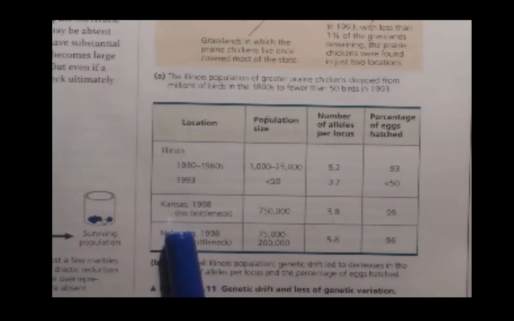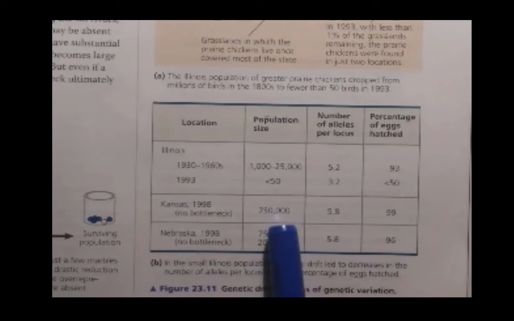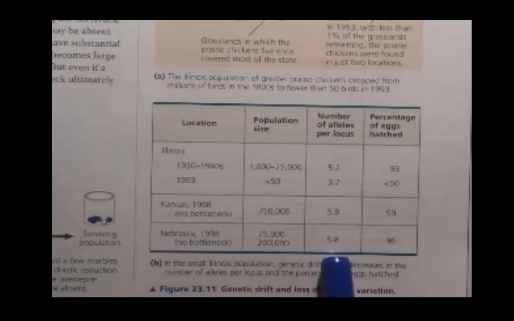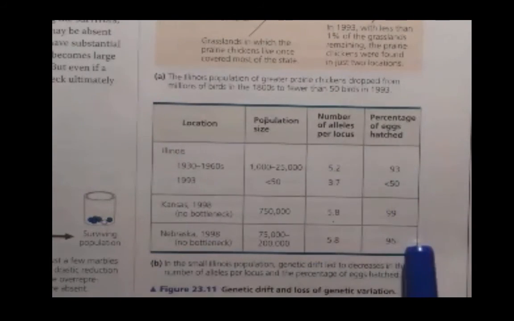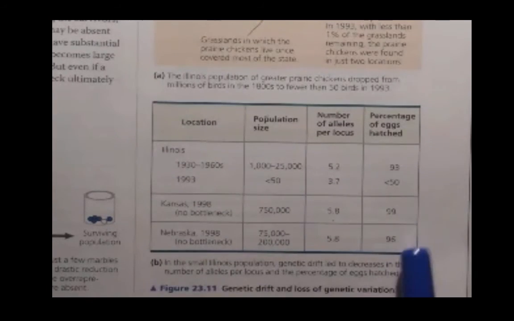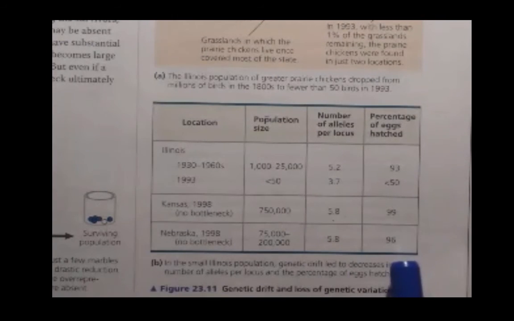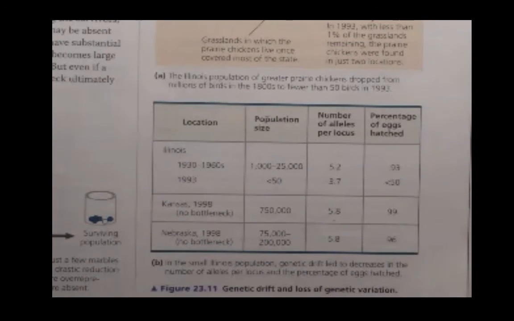Now we can see in other areas, say in Kansas in 1998 and Nebraska in 1998, very strong population sizes, 750,000 and 75,000 to 200,000. And in these individuals we have similar numbers of alleles as we did in Illinois in the 1930s to 1960s. We also see a similar percentage of eggs being hatched, 99% and 96%. This suggests strongly that having an increased number of alleles, increased genetic diversity within a population, allows for greater reproductive success. And of course that is what fitness is all about. These populations are much more fit than the population in Illinois, and it's correlated with the number of alleles.